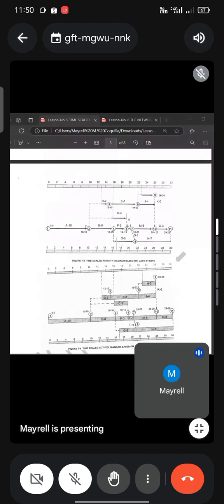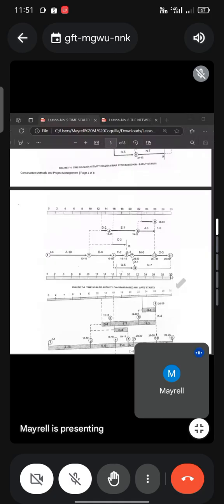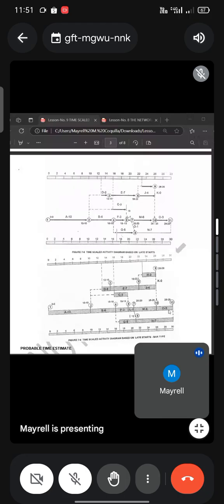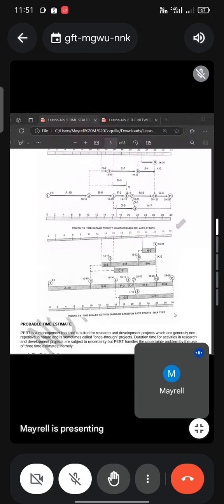So, arrow type, and this is the bar type sa diagram. Okay, so that's an example. I think sabot na kamo kay naghimo naman mo og Gantt chart. So let's proceed.